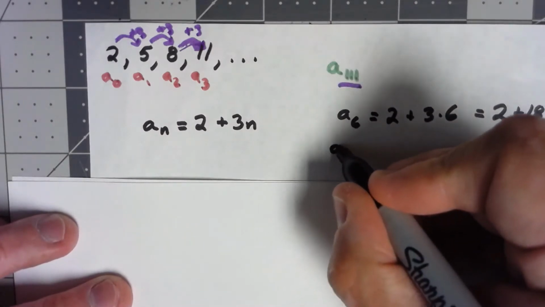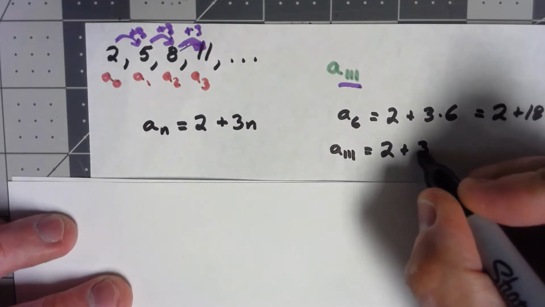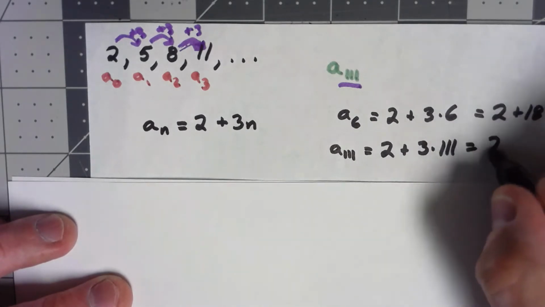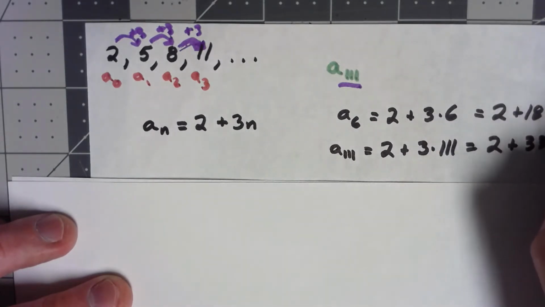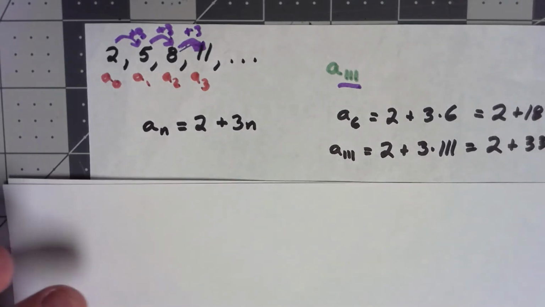And so back up to here, if I want to know my 111th term, that's 2 plus 3 times 111, 2 plus 333 is 335. Nice and easy.